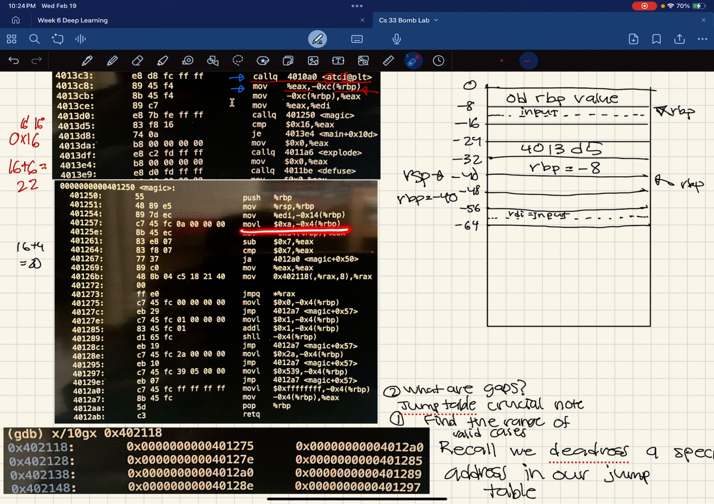Now we're gonna move 12 into negative 4 RVP. Okay, so negative 4 RVP. Where is that? That would be right here, right? And this we're missing. We're putting in 12.